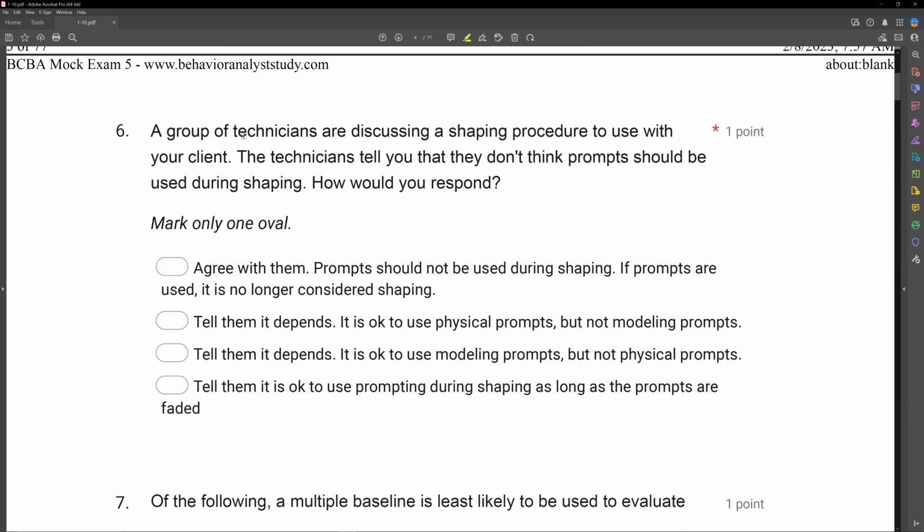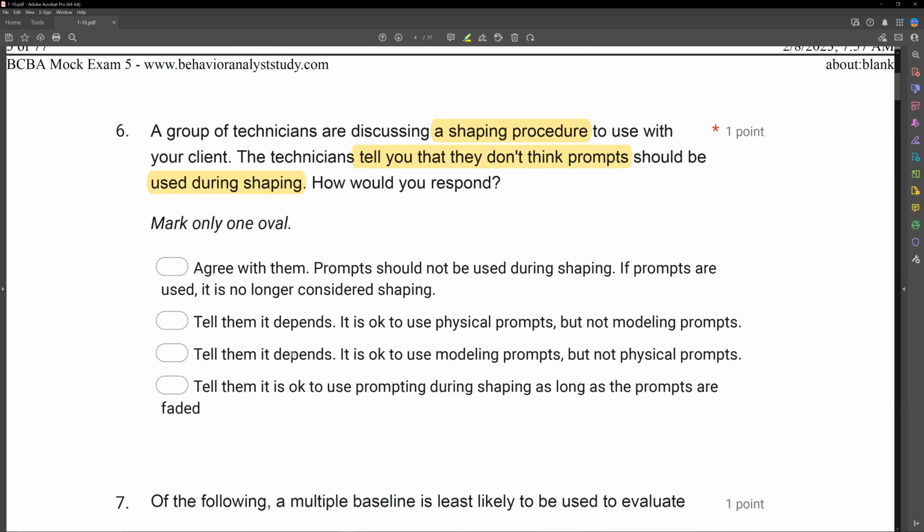So anyway, a group of technicians are discussing a shaping procedure. They say they don't think prompts should be used during shaping. How do you respond? Well, do you think prompts should be used during shaping? Sure. Why not? Right? Why can't we use prompts during shaping? So A, agree with them. Prompts should not be used during shaping. If prompts are used, it is no longer considered shaping. Well, that's just not true. Okay, prompts are totally fine during shaping.